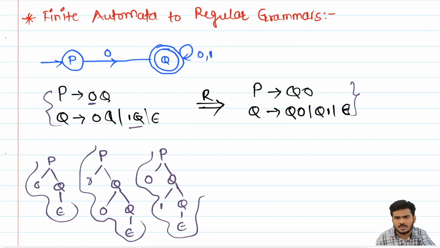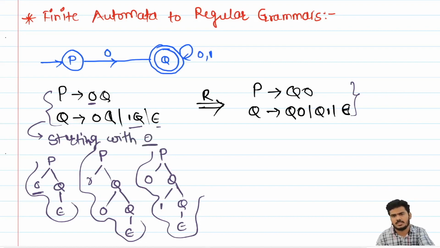If we put epsilon here also, then the minimum length string we get is 0. So we can say that from this we can get a language that is, all the strings we will get over the alphabet 0, 1 where starting with 0. Okay, the starting should be with 0.